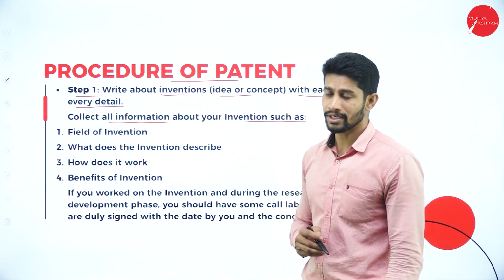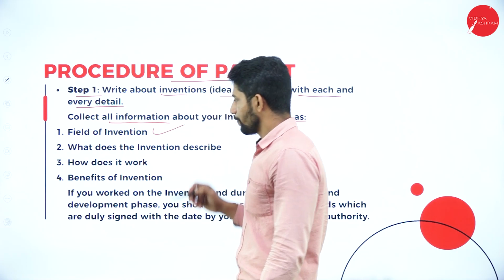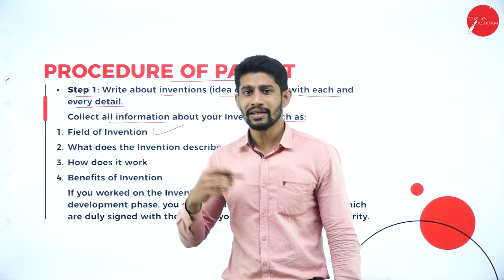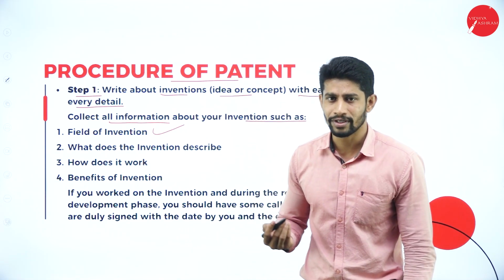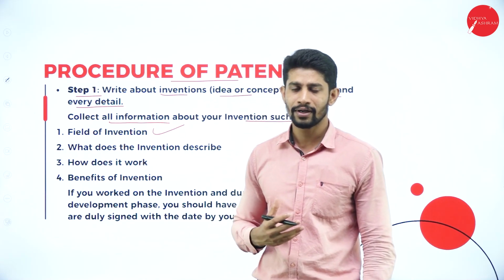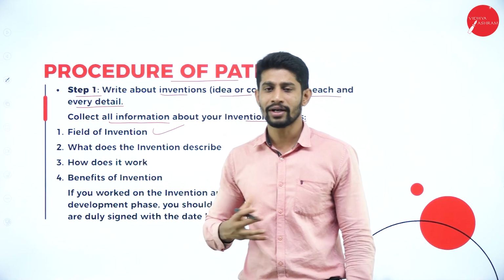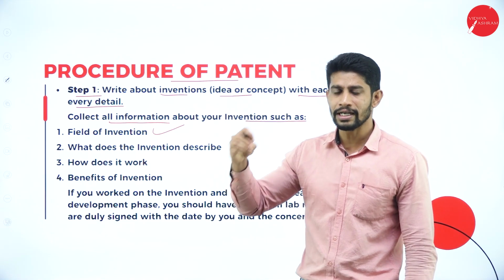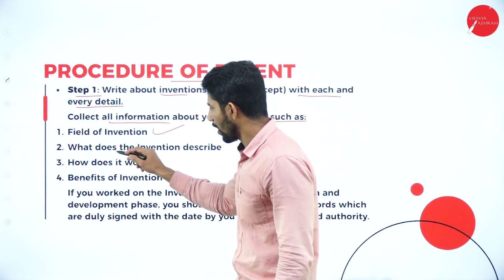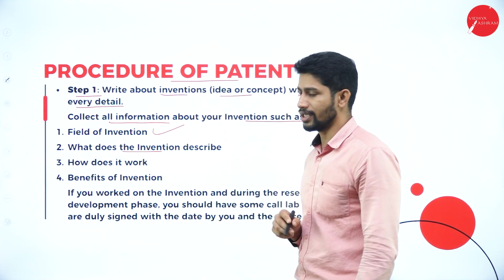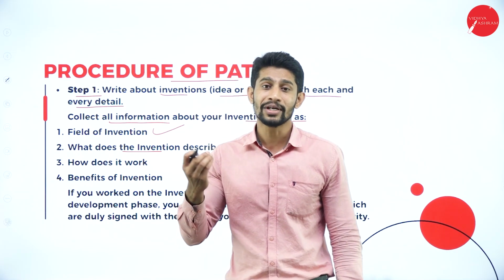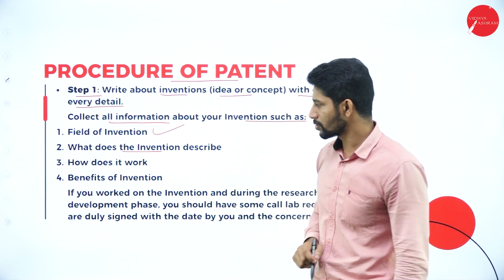Those informations are field of invention, that means in which field you are doing the invention, whether in the manufacturing field or in the technology field or in any other medical field or in agriculture field, in which field you are doing the invention, that thing you are supposed to write down first. Next, what does the invention describe? Yes, so what does that invention describe? What the invention says, that also you are supposed to write down.